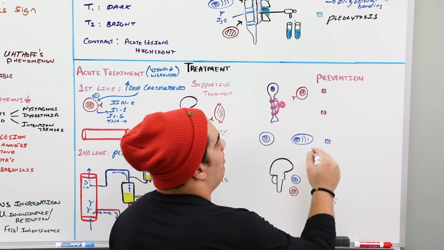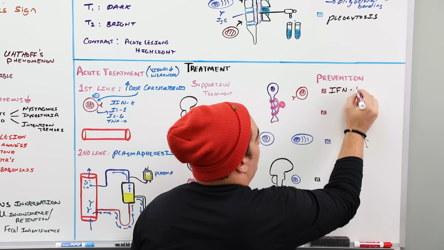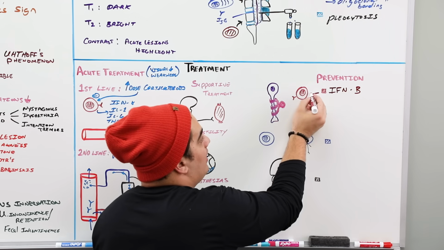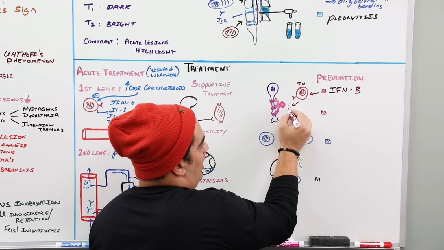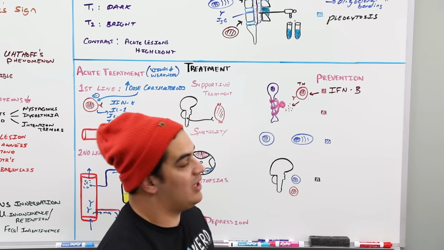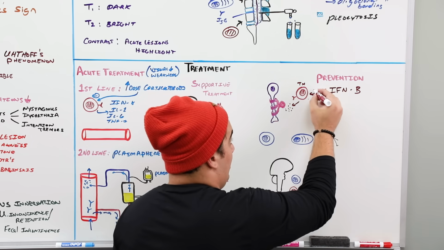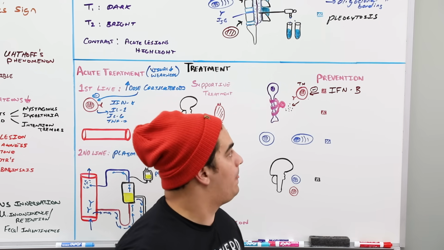And the big ones to remember here that I really want you to remember is interferon beta. Interferon beta is designed to be able to inhibit those T helper cells when they release all of those cytokines and all of those inflammatory molecules. That's what they're designed to do. Okay, so interferon beta is designed to inhibit the T cells from triggering that entire inflammatory cascade.